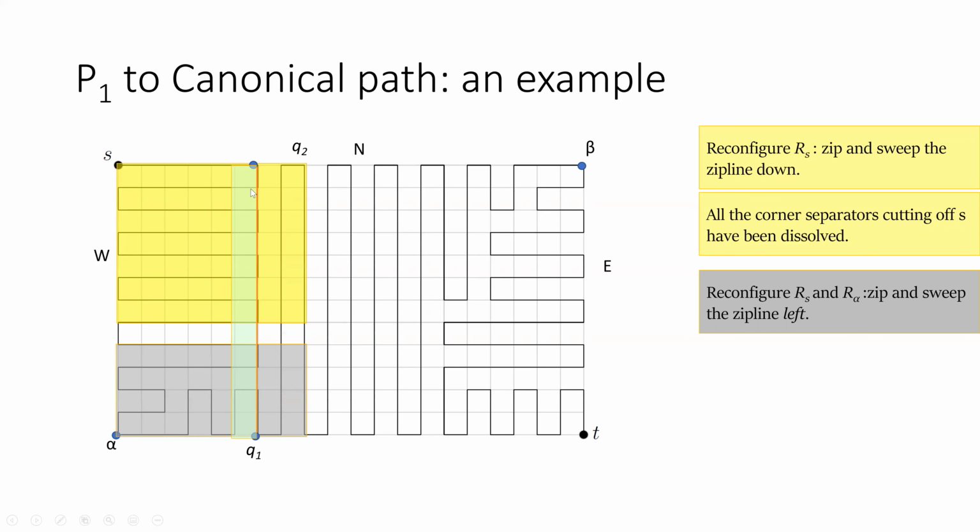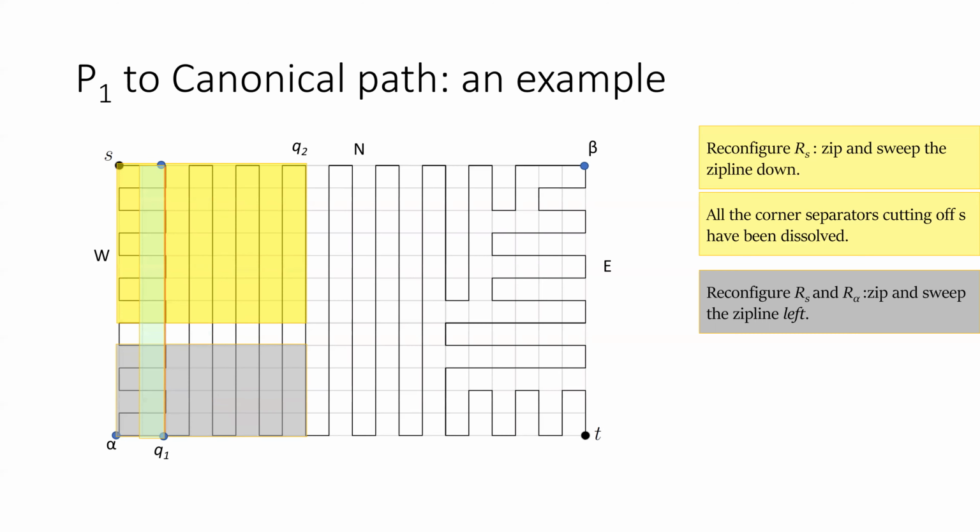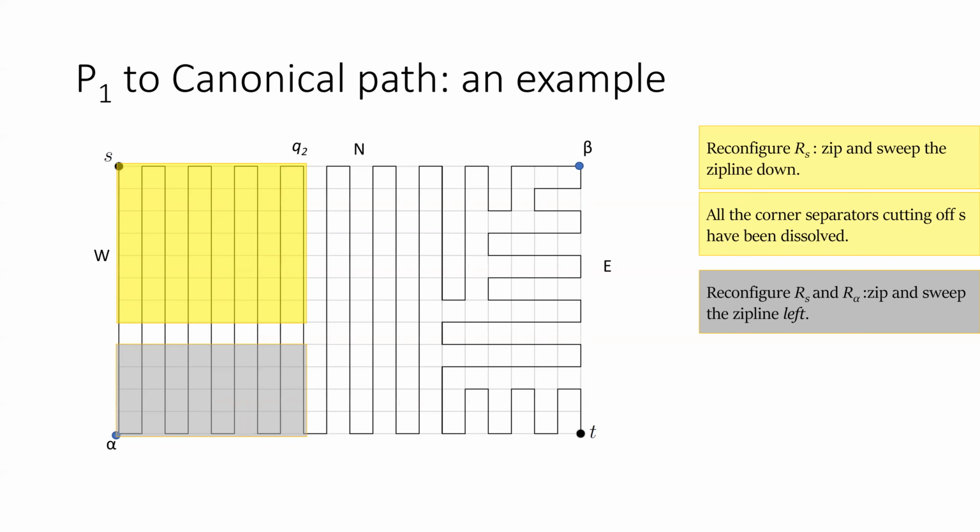we sweep 2 columns to the left and apply the second zip operation. Then we sweep to the left again, apply zip operation, and in this way we now have only straight separators covering this region, which used to be RS and R alpha.